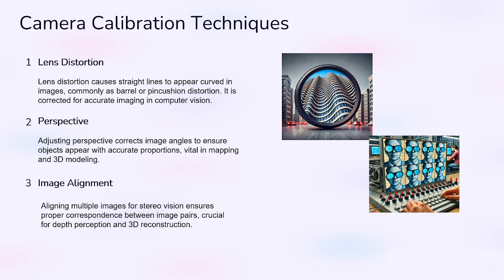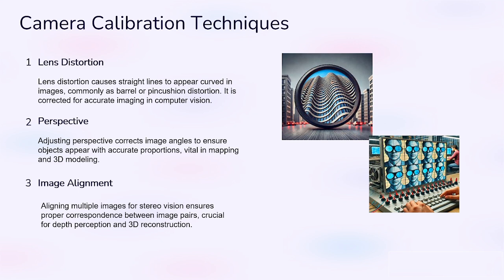Perspective adjustment. Cameras often capture images with skewed perspectives, especially when objects are viewed from an angle. Correcting this distortion makes objects appear proportional. This is critical in applications like aerial mapping or architectural photography. Third is image alignment. In stereo vision, multiple images need to be aligned for depth perception. Misaligned images can cause errors in calculating distances, impacting applications like autonomous vehicle navigation or robotic grasping.